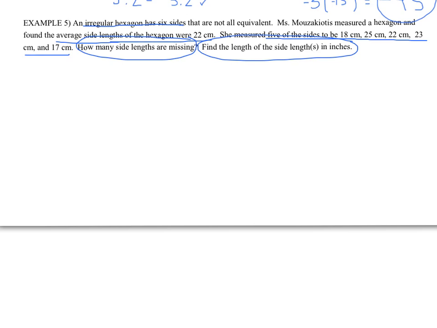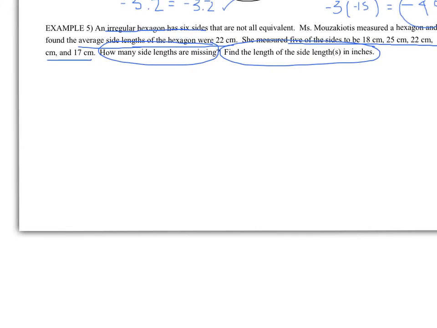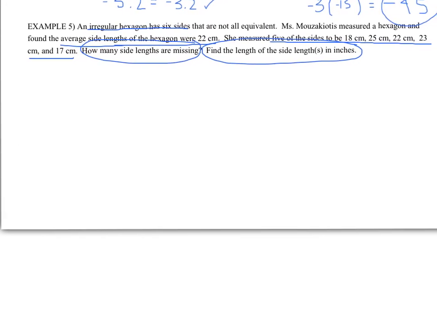Okay, so we have a lot of information here. Let's kind of digest what we're given. The first thing I notice when I see this is I'm given a shape, and I'm given some of that shape's lengths, the side lengths. And for me, the easiest thing to do is just draw a picture. So that's the first thing I'm going to do. I'm going to draw a picture of what's given.